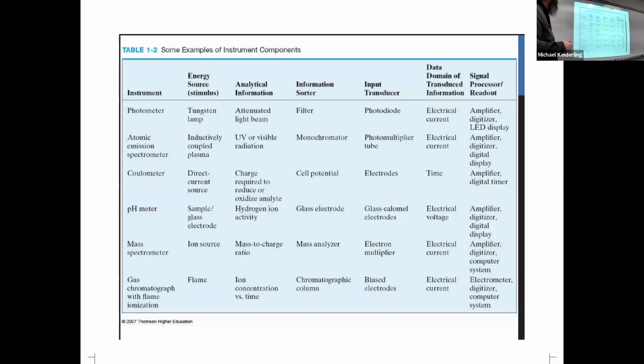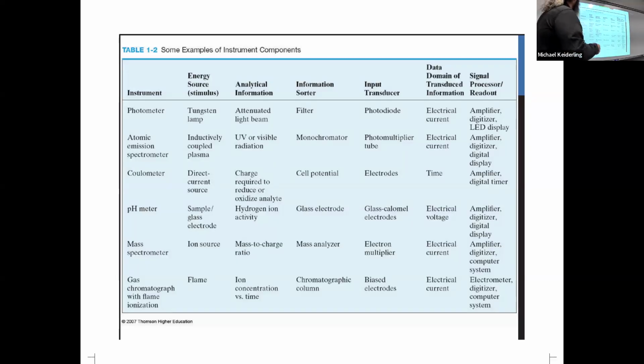So here are some examples. A photometer uses a tungsten lamp as a light source. You're attenuating the light beam. You sort with a filter. You have a photodiode to detect, and you're looking at electrical current, and then it digitizes.